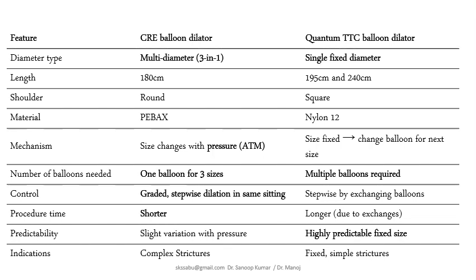Regarding the number of balloons needed, only one balloon is needed for three sizes in CRE, while in quantum you need multiple balloons. The control regarding CRE is graded, step by step. That means after one balloon, if we feel it is not dilated, another balloon should be introduced. For complex strictures, CRE is actually used. For fixed, simple type strictures, a quantum from Cook Medical can be used. For colon or terminal strictures, you should use a quantum one because the CRE length is not adequate. CRE is used for esophagus.